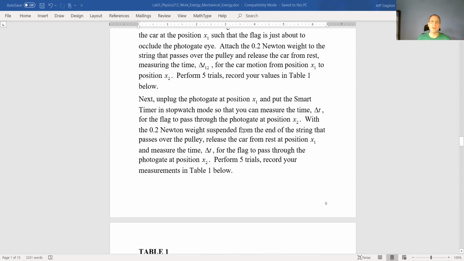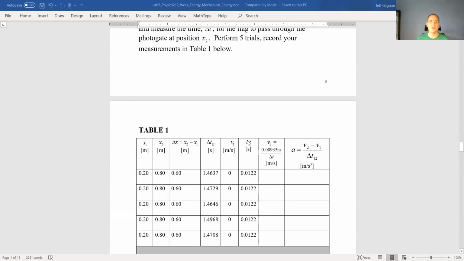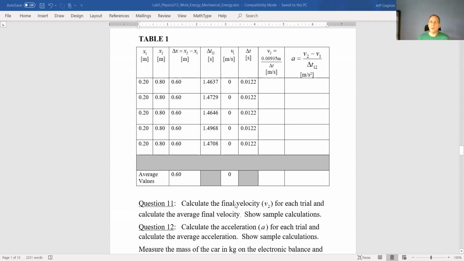Okay, so basically in the picture here, when the car accelerates down, I want to know the final velocity right at that instant. So I took that flag length divided by the time it took to pass through, and that should give me a good estimate of that final velocity. So the first question, I want you to compute that final velocity. It's going to be the flag length, which I give you here, divided by this time. So compute that final velocity, and then compute the average, and maybe show me a sample calculation.